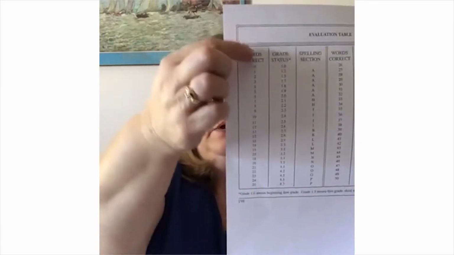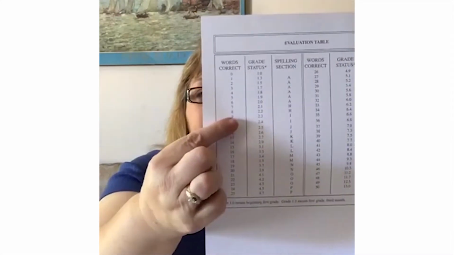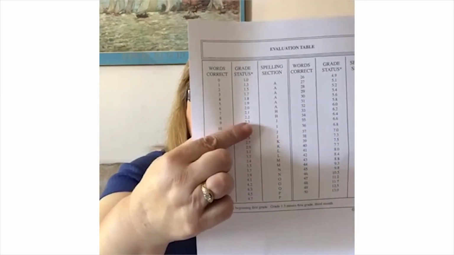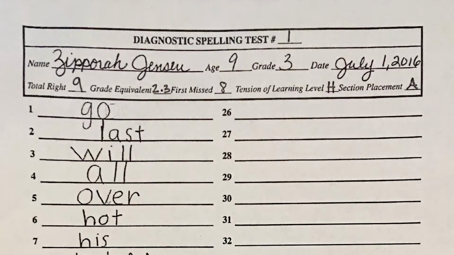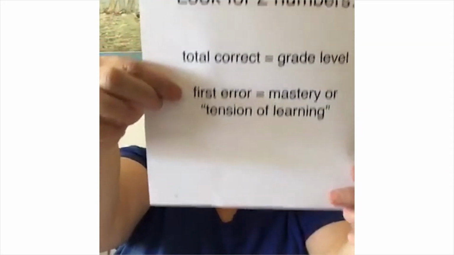So the first thing I look for is total correct. I go down the first column, look for the number of total correct, and then slide my finger to the second column, and there is her grade level. Then on the top of the test, I write 9 correct, and put the grade level right there, 2.3. Now, the next piece of information I want to know is the first error. Her first error was at word 8.